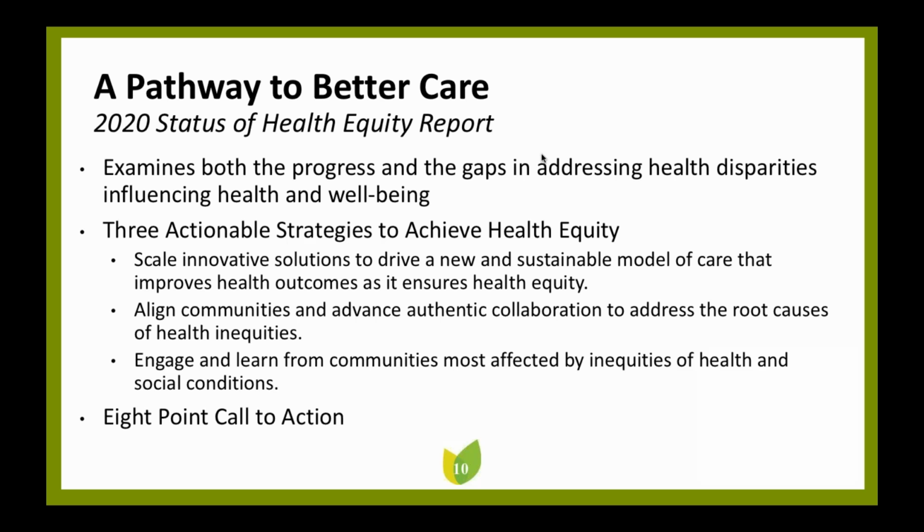Those 3 are listed on the screen here: scaling innovative solutions to drive new and sustainable models of care that improve health outcomes as they ensure health equity; align communities and advance authentic collaboration to address the root causes of health inequities; and engage and learn from communities most affected by inequities in health and social conditions. So these 3 actionable strategies really make up the bulk of our report. And within them, we highlight replicable examples of organizations who are actively integrating these strategies into their social determinant interventions within their communities.